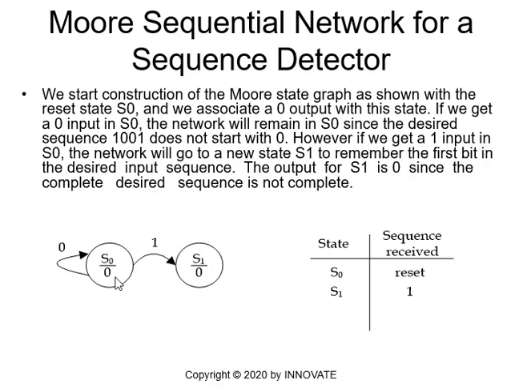So, again here, we have S0 and the output is 0. If I receive many, many zeros, I will stay in the reset state with output 0. If I receive a 1, this is the first bit in the input sequence. I have to remember this 1, so I go to S1 and the output is 0. And this table also will show you that S0 is the reset state and S1 remembers 1.